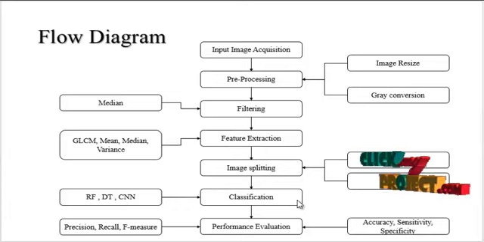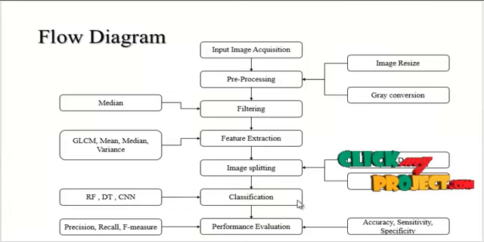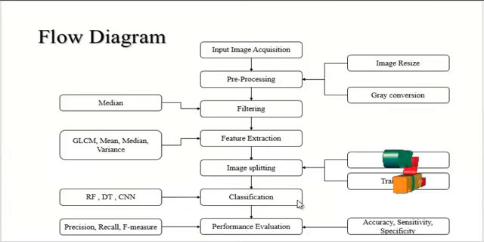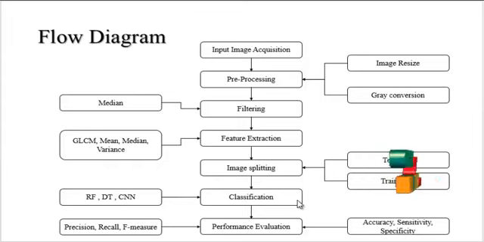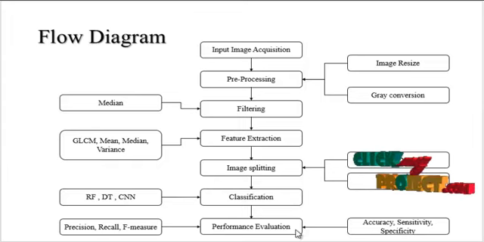Here we are using both machine learning as well as deep learning for the classification. The classification result will only display whether the input belongs to anemia or non-anemia. So we have to do the classification. Finally, the performance will be evaluated.